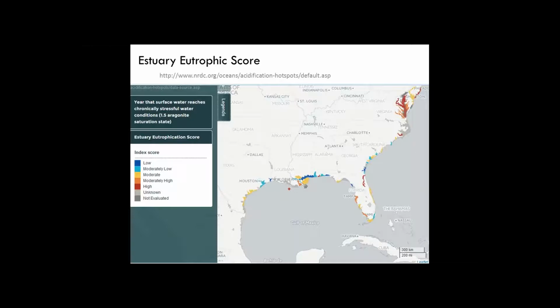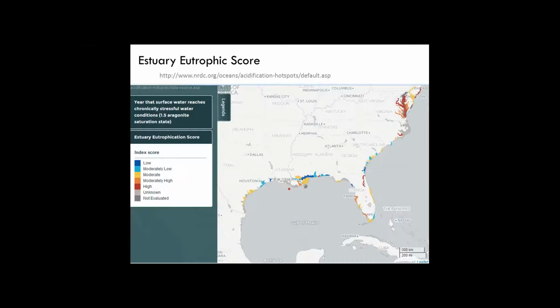Here is the eutrophic estuary layer, where we got the data from NOAA, and not all of the estuaries along the coast are scored. This is a very important data set that should be given some attention and resources for continual updating. But you can see that the East Coast and the Carolinas and Virginia have some consistently eutrophic estuaries. That really can be problematic for shelled mollusks.